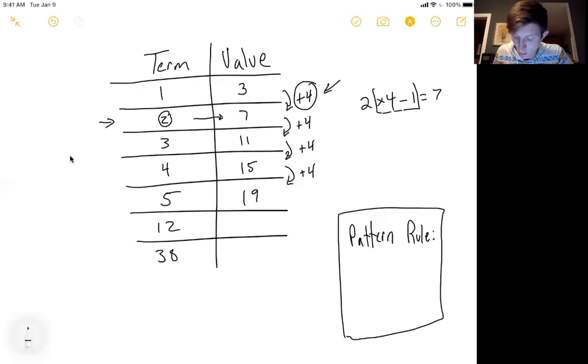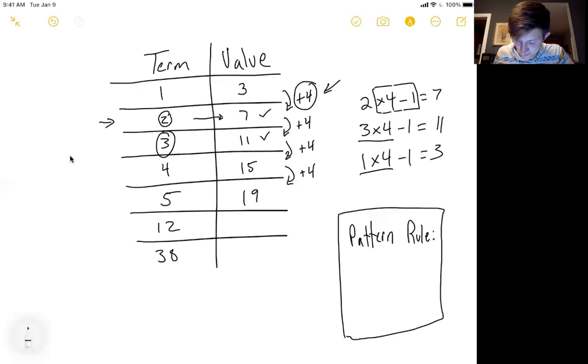Let's apply that to the next row. So 3 times 4 minus 1. 3 times 4 is 12, minus 1 is 11. So it works for that. Let's try 1. 1 times 4 minus 1, right? Boom. So I know that my pattern rule is term times 4 minus 1.